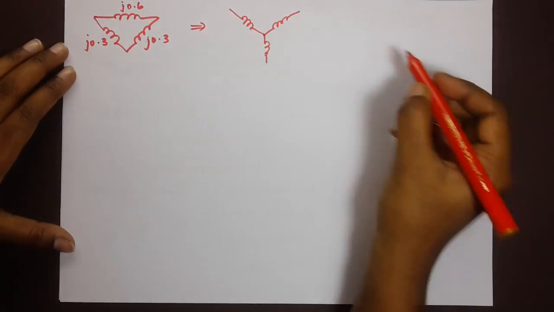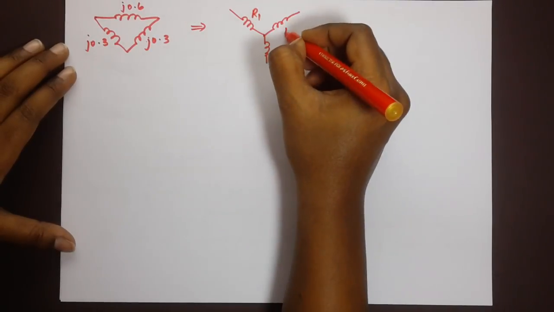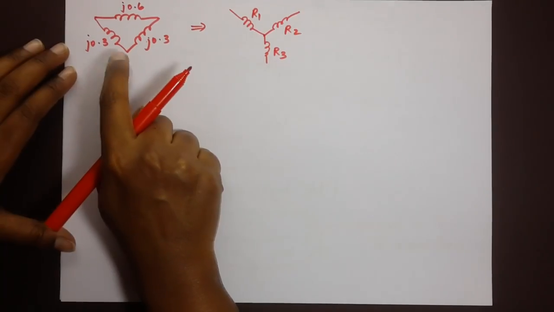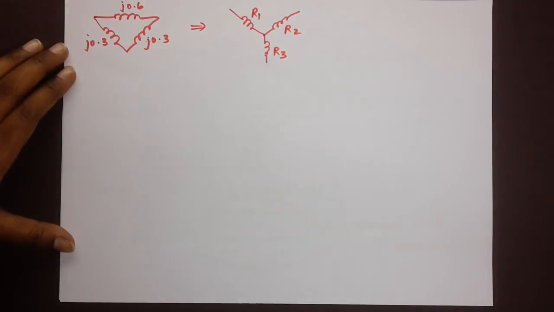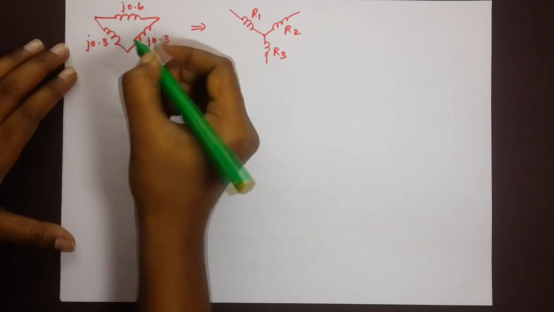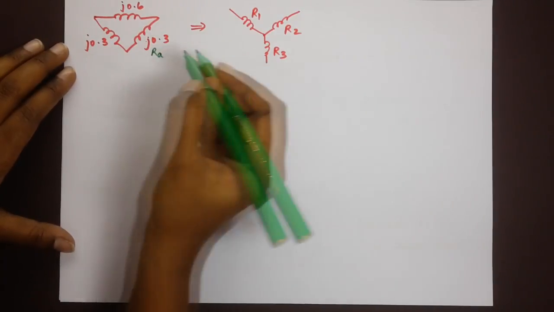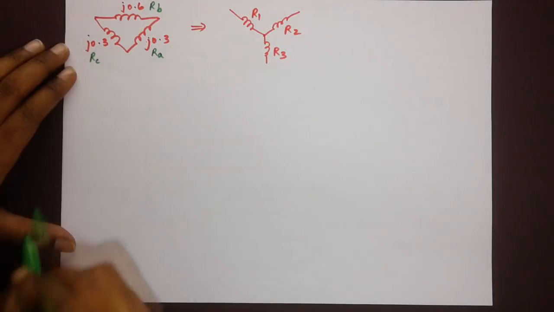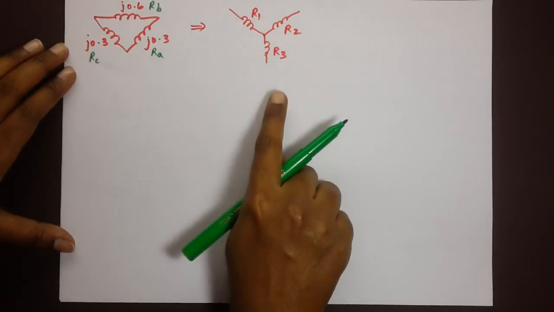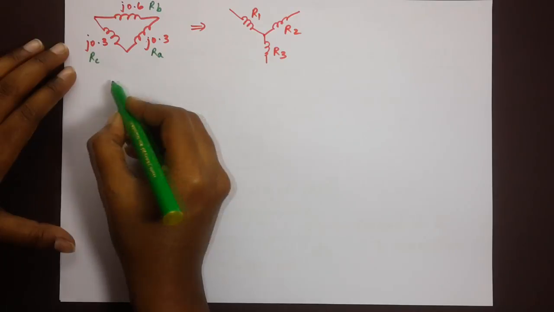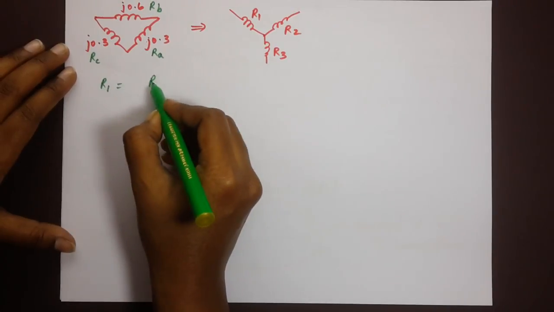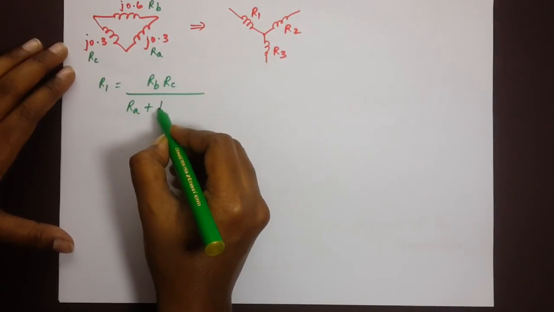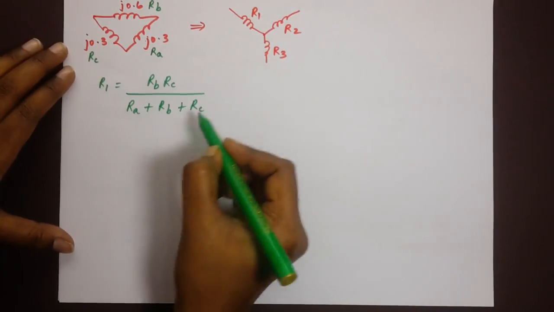star form. Let's call this R1, R2 and R3, and correspondingly here we would have RA, RB, and RC. So we know the conversion formulas. The formula is R1 is equal to RB RC divided by RA plus RB plus RC.